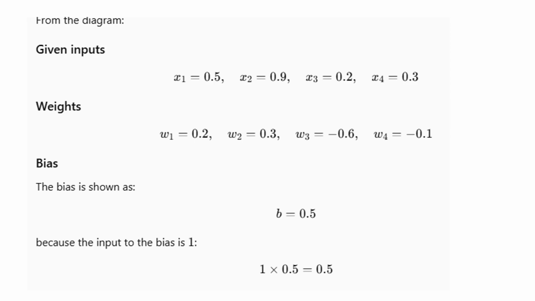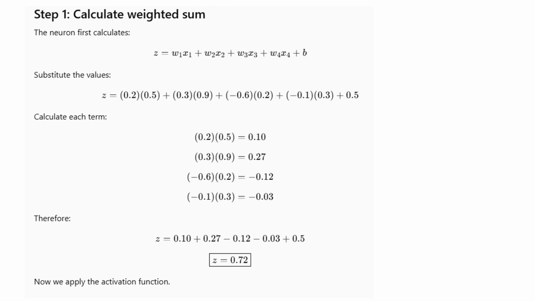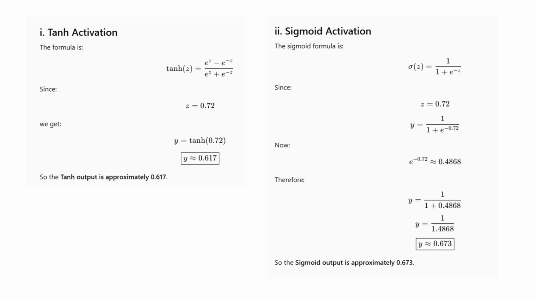So these are the given parameters, your input values, your weights, and bias is given as b is equal to 0.5, and then the neuron calculates the weighted sum. It is calculated here and we got the sum as 0.72. Now we will apply the TANH function on this output, and we'll apply the sigmoid function on this output. So first let us apply the TANH function.